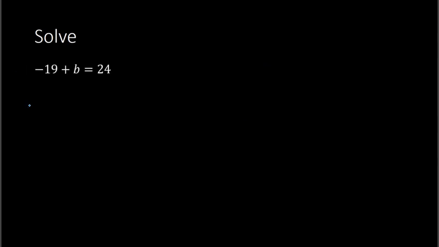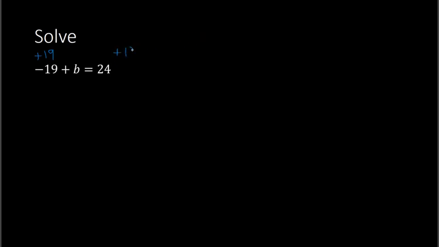Next, we have to solve this equation. Negative 19 plus b equals 24. So this one looks a little different because the negative 19 is in the front, but notice it's being added with b. So to get rid of the negative 19 that's being added, I need to do the opposite of this. So this is kind of like b minus 19, b plus negative 19. So to get rid of the minus 19, I need to add 19. So I'm going to add 19 to both sides.